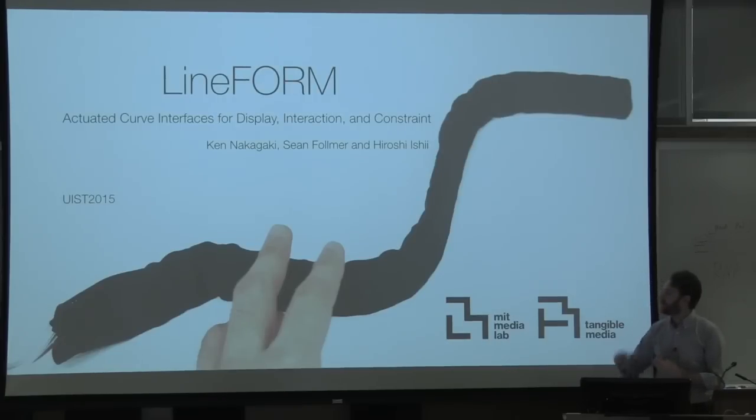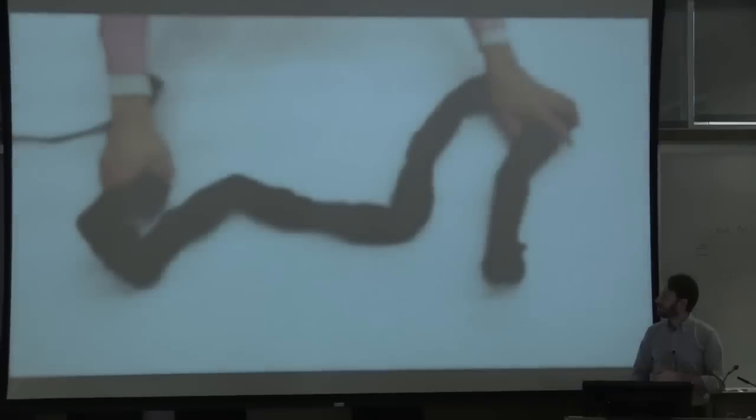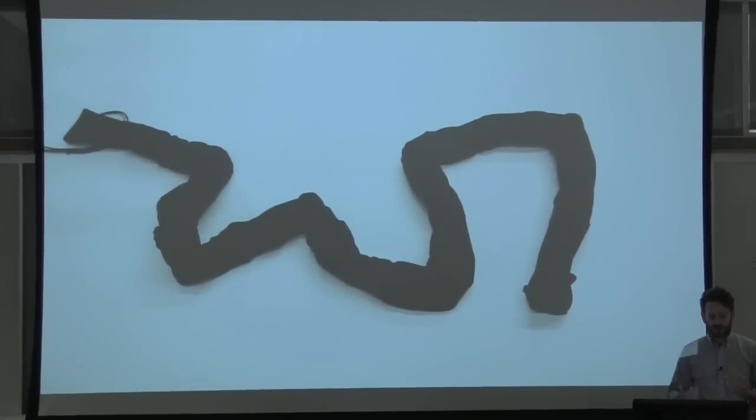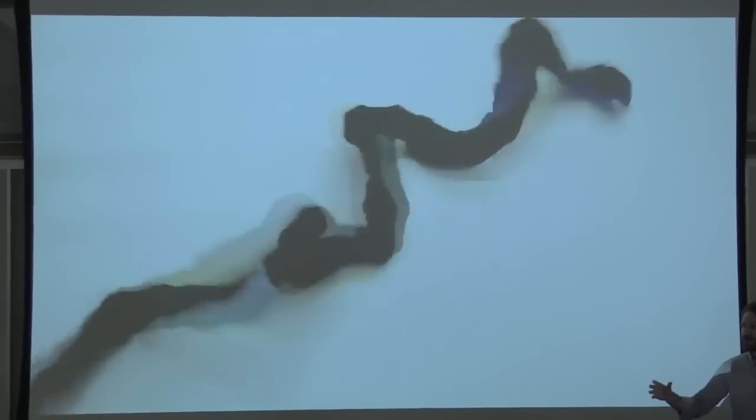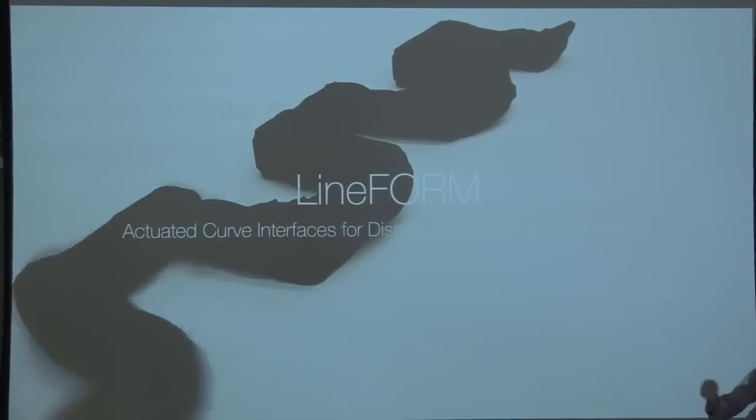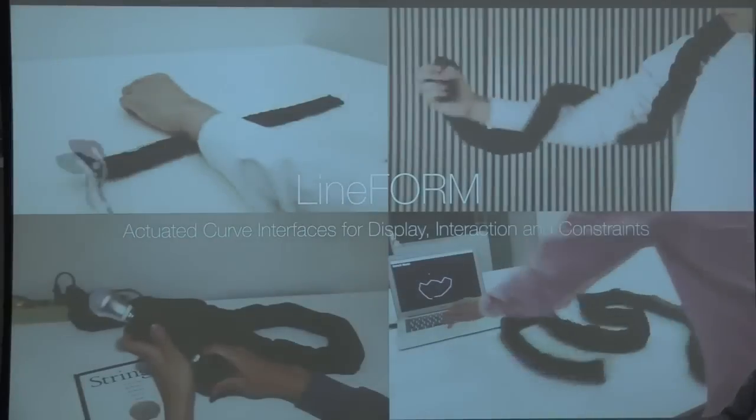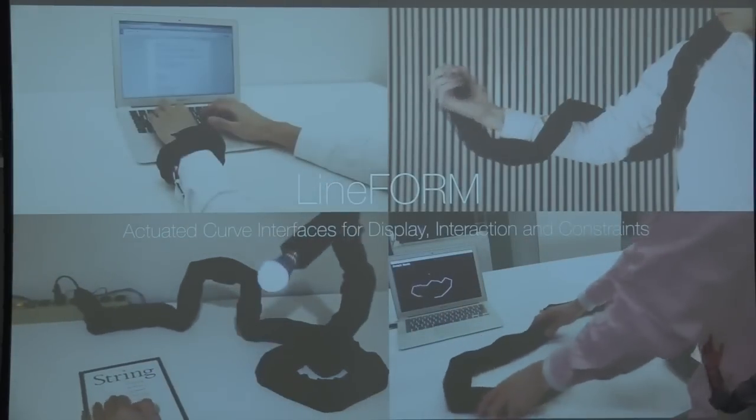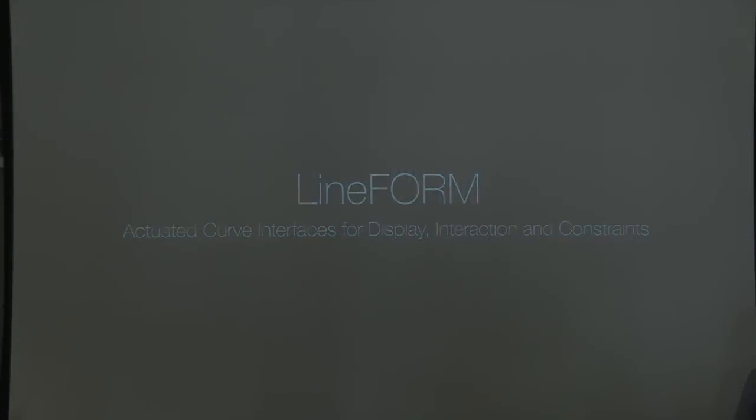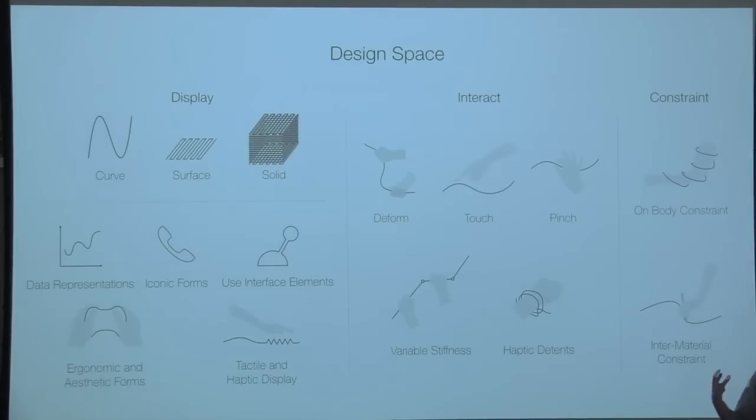One is this project with Ken Nakagaki, who's a PhD student at the MIT Media Lab, that we had for, I guess, UIST last year or the year before. Here, the idea is, as opposed to having this 2.5D shape display, now we have this smart actuated line. We can use that to display information as well as have direct manipulation, and we can use this for a number of different things. Ken was looking at what is the design space of these actuated curve interfaces? What could we represent with these new types of line interfaces, and how can we interact with them?